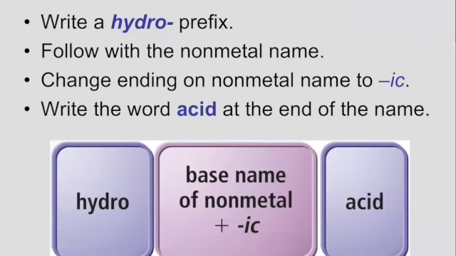Let's start by naming our binary acids, meaning those acids that only have two atoms. One of them is being hydrogen. You're going to start with the word hydro. Then you're going to take the base of the non-metal and end it in ic. And then you're gonna say the word acid. So HCl will be hydrochloric acid. HBr will be hydrobromic acid.